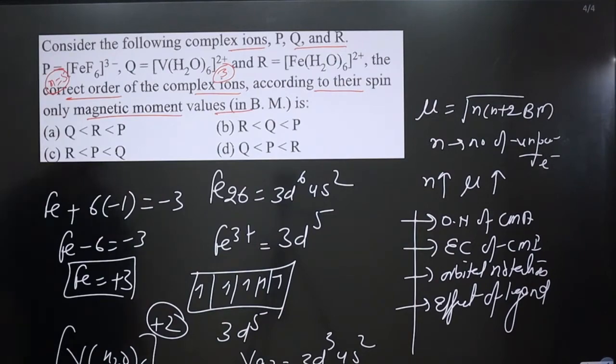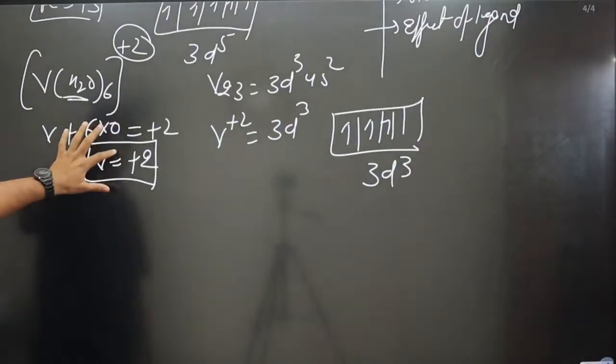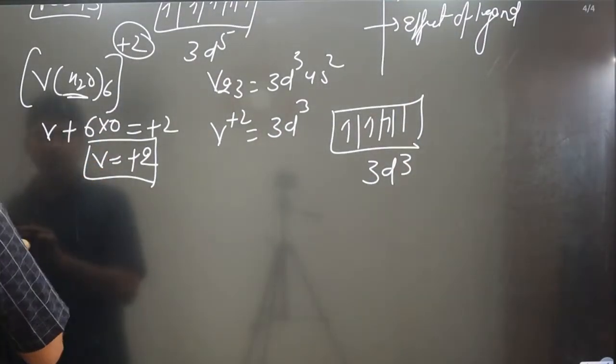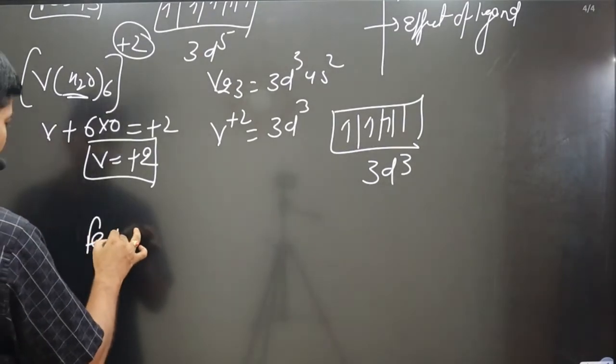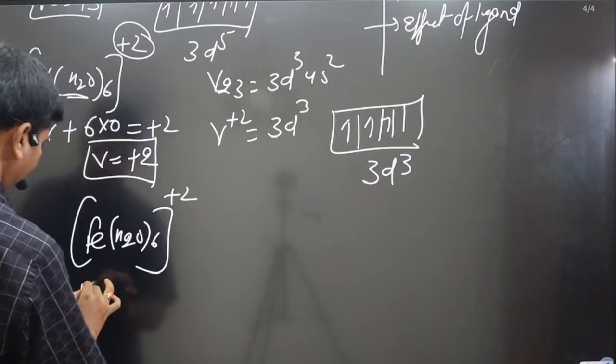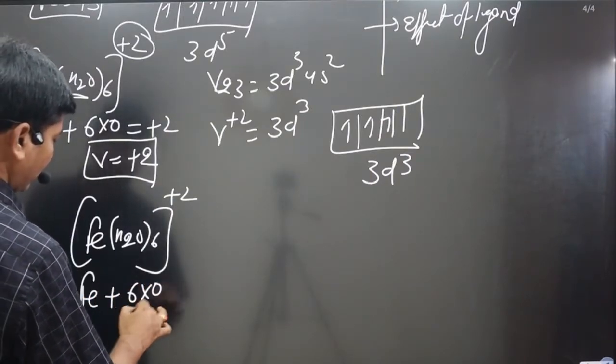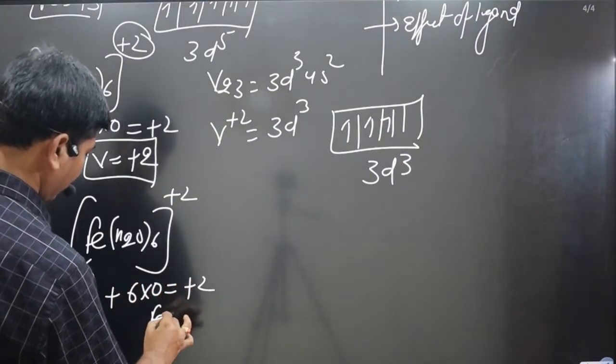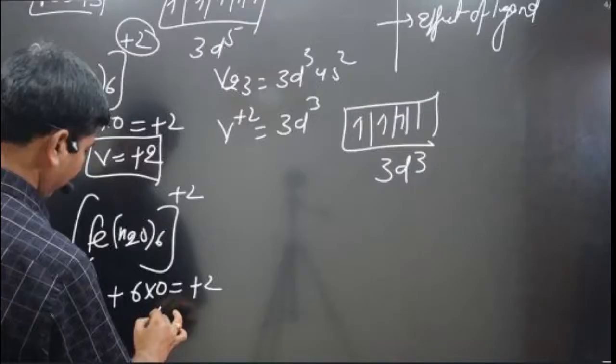Now the last one is there: Fe(H2O)6 to the power 2 plus. Let me write this complex. We follow the same steps. We have Fe, water, 6, and plus 2. Water is a neutral ligand, so Fe is present in the plus 2 oxidation state. For Fe, atomic number 26, the configuration is 3d6 4s2, and Fe in the plus 2 oxidation state gives 3d6.